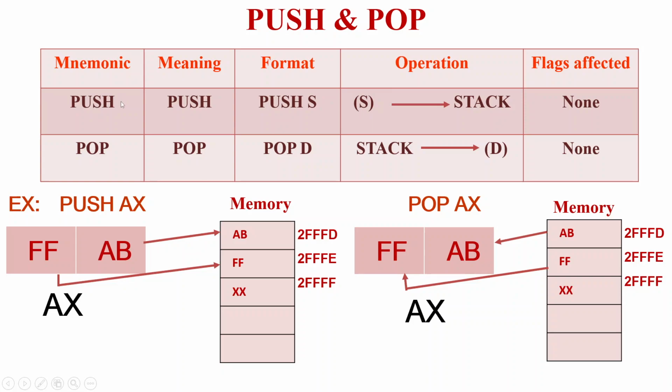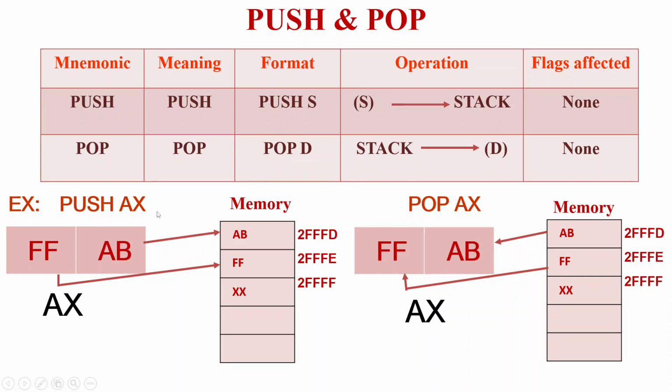The mnemonic is PUSH. The meaning is it will push the content onto the stack. The format is PUSH S, where S is the source. The operation is that the content of the source will be moved to the stack of memory. Here flags are unaffected. And POP is where you are getting data from the stack of memory. The format is POP D, where D stands for destination. Here the content of the stack will be given to a destination register. Here the flags are unaffected.